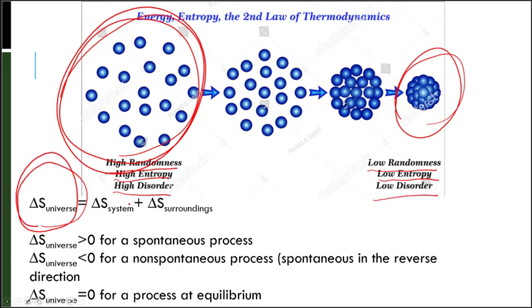The delta S of our universe is equal to the delta S of the system plus the delta S of the surroundings. The delta S of the universe is greater than 0 for spontaneous processes. The delta S of the universe is less than 0 for non-spontaneous processes. And the delta S of the universe is equal to 0 for a process that's at equilibrium.